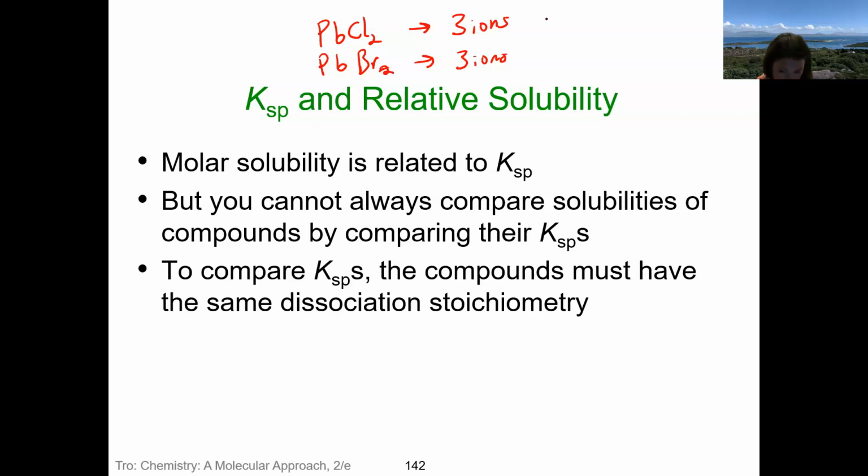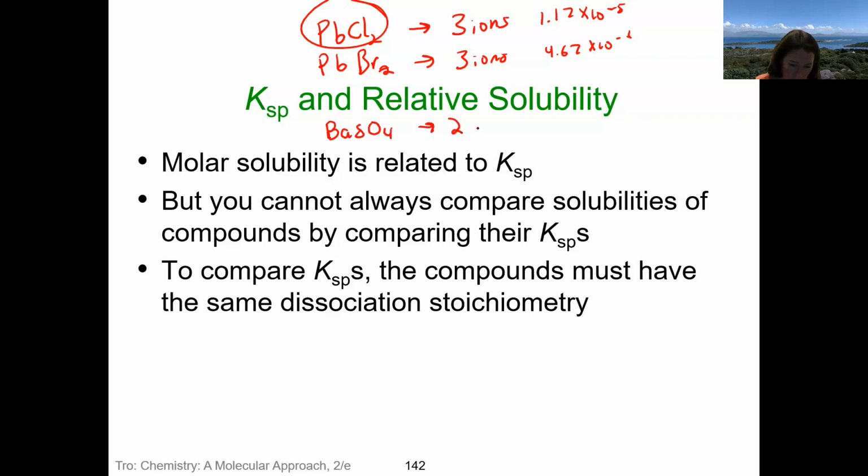So this one is 1.17 times 10 to the negative 5. And this one is 4.67 times 10 to the negative 6. So we can say that PbCl2 is more soluble than PbBr2. What we couldn't do is this.